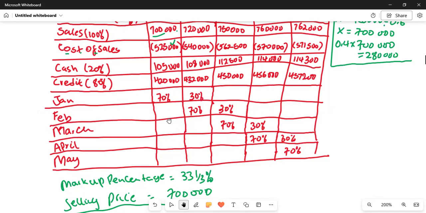Coming to the next month, the month of the sale is now February. We're going to start our 70% here on February. Then the month that follows is what? 30%. On March, the month of sale is what? The 70%. And the month that follows is what? 30%. Just like April as well as May. So that is that.